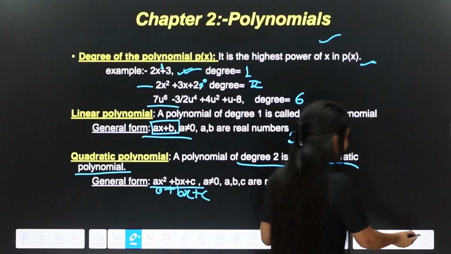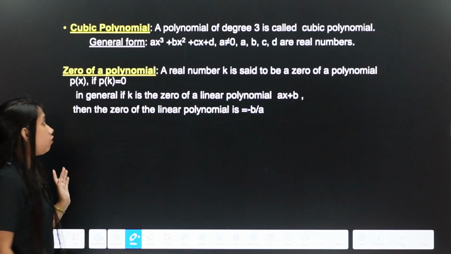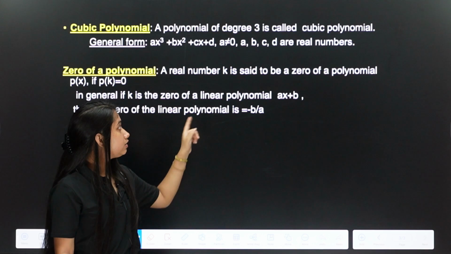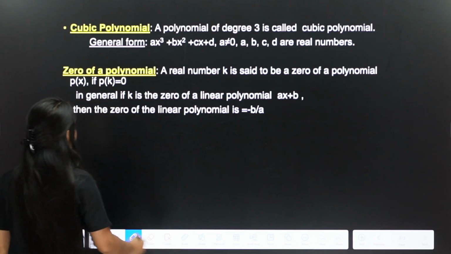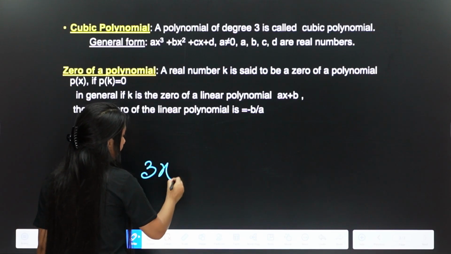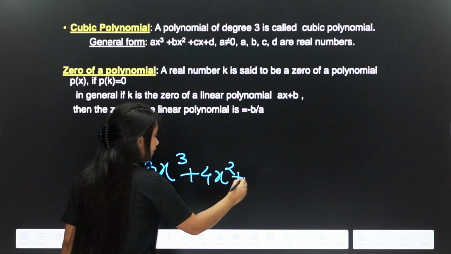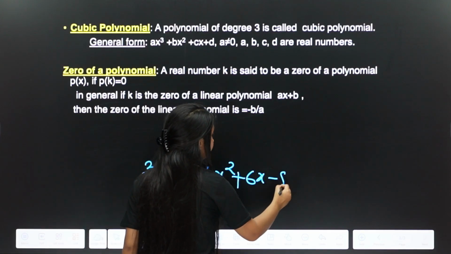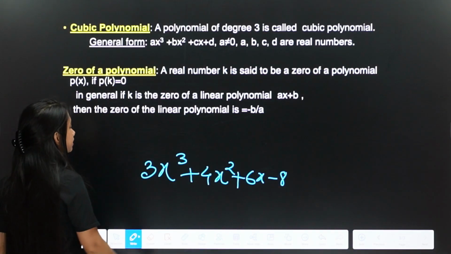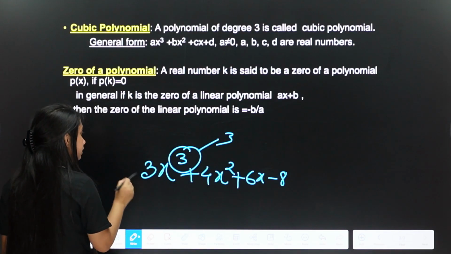Next, come to the next slide, that is cubic polynomials. What is a cubic polynomial? A polynomial of degree 3 is called a cubic polynomial. For example, 3x cube plus 4x square plus 6x minus 8. This is an example of a cubic polynomial, since the degree is 3, that is, the highest power of x is 3.